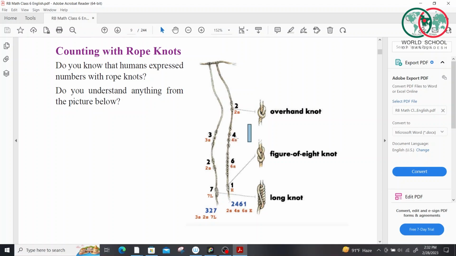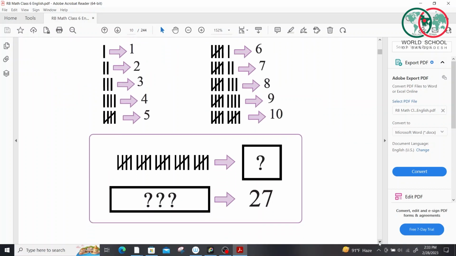Now here we can see that this rope represents the whole number 2461. At the end point of the rope there is 1, then 6, then 4, then 2. So in serial order we wrote 1 6 4 2. And if there is a long knot like this, then it represents 7. And let's go back to our tally.